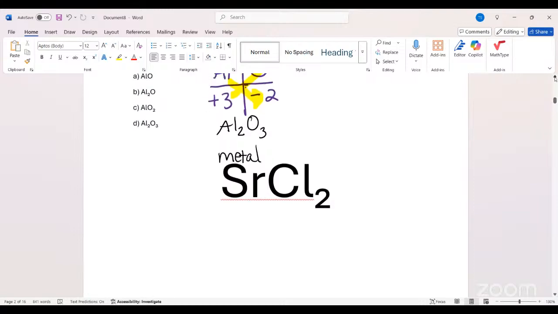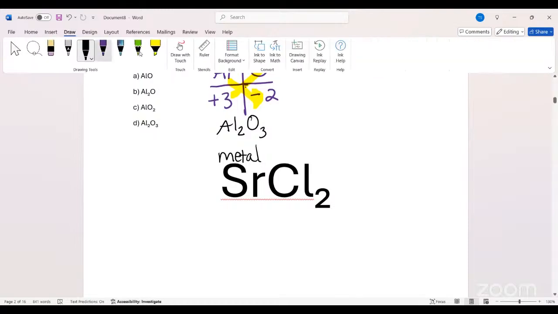Okay? If you know that the first thing is a metal, and the last thing is a non-metal, you have to know that they are going to be pronounced as you see them. You're going to call it like you see it. So in other words, Sr stands for strontium. Strontium, okay? That's the first name, strontium.